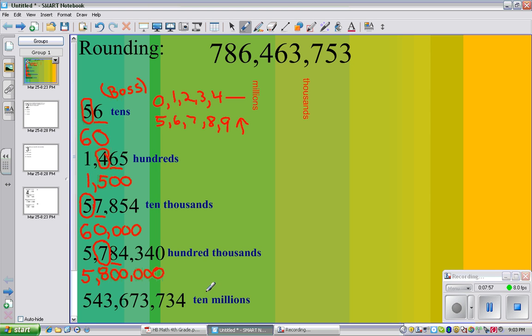Let's try one more. Go ahead on your whiteboard, try this one. Press pause down here, try it yourself, then push play to see if you are correct.